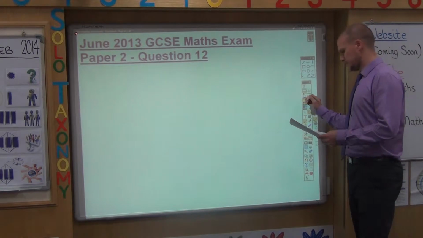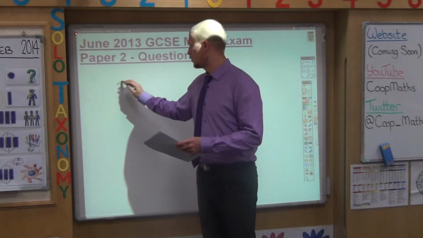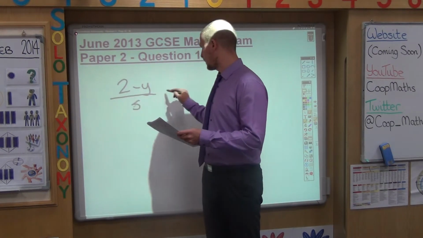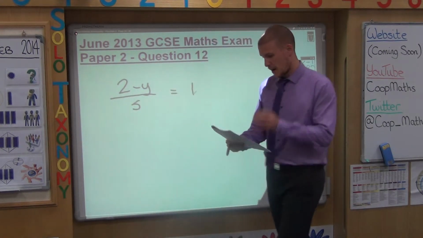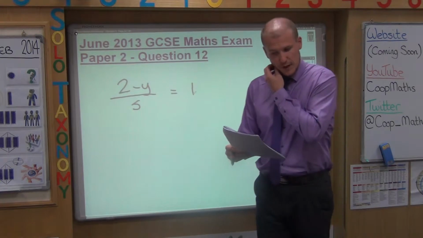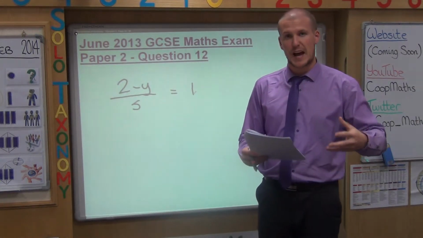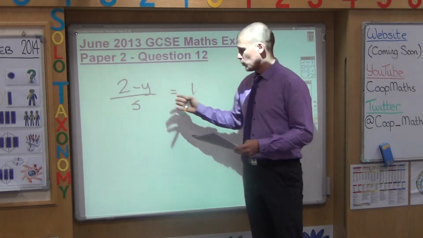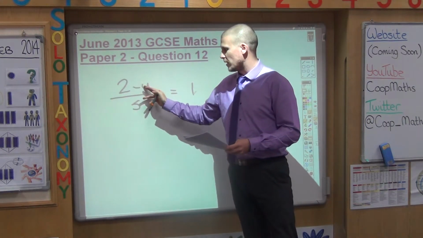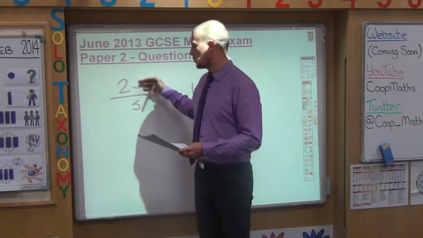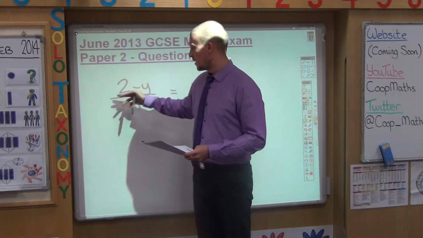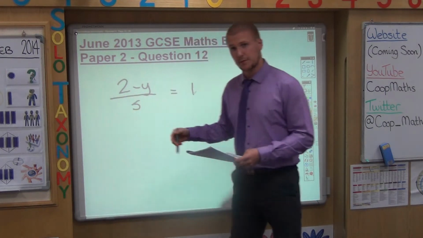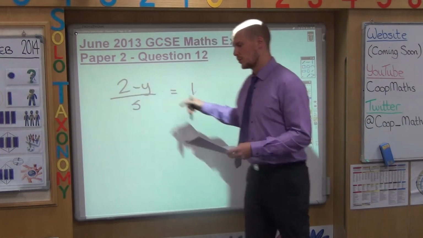Part B. Again, solve. 2 take away y, all over 5 equals 1. Now, as I was saying in that last question, based on the order of things happening to the letter, that tells you which thing you need to get rid of first. So with this, if you have y, you're taking it away from 2. That thing is going on first. You then have this divide by 5. So we want to get rid of that divide by 5 before we start dealing with what's in here.